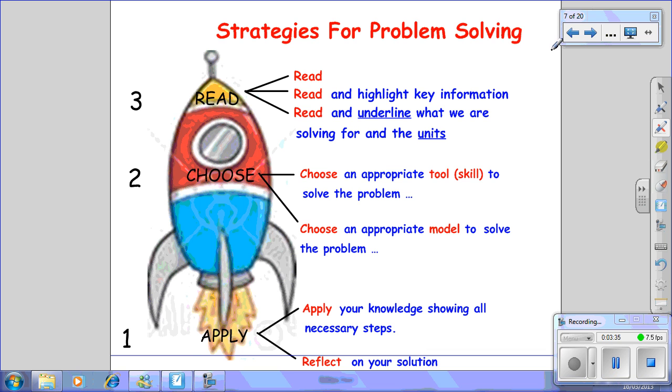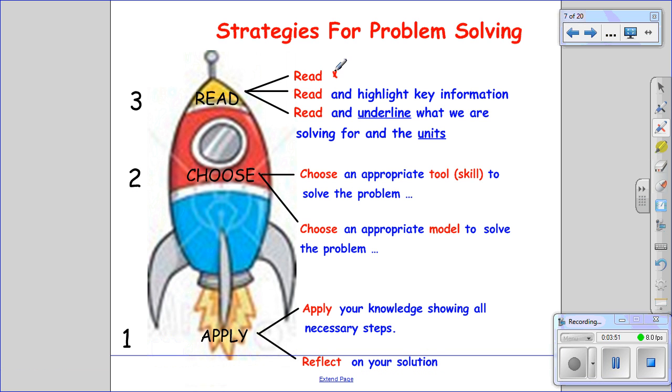The other thing I want to share with you today is some strategies for solving problems. So anything where we have to read to figure out what we're going to do. So there's a 3-step process, a countdown, if you will. We're going to read the question, then we're going to read and highlight all the key information, then read and underline what we're solving for in the units, so that we make sure before we even try to do the question, we have an idea of what we're looking for and how to answer it.